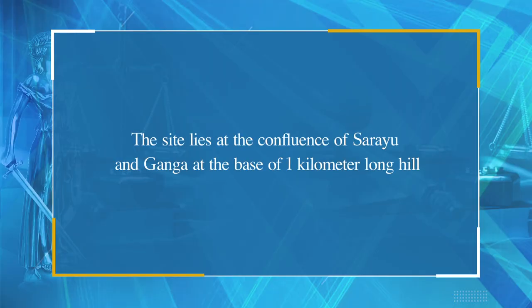Now let us talk about another important archaeological site, and its name is Chirand. From Chirand, cultural material ascribed to the Neolithic period was dated between 2100 and 1400 BCE. This site lies at the confluence of the Sarayu and Ganga at the base of a 1 kilometer long hill. And from period 1, or the Neolithic layer of Chirand, coarse pottery consisting of red, grey and black handmade wares have been found.